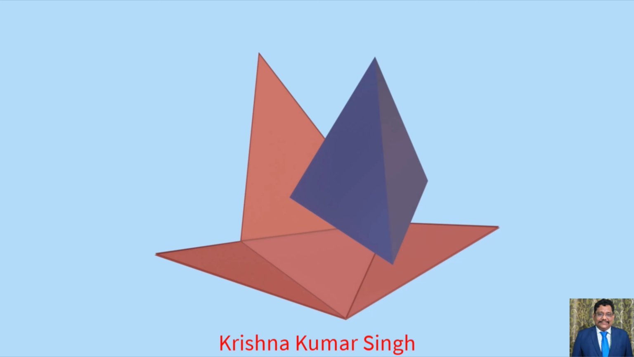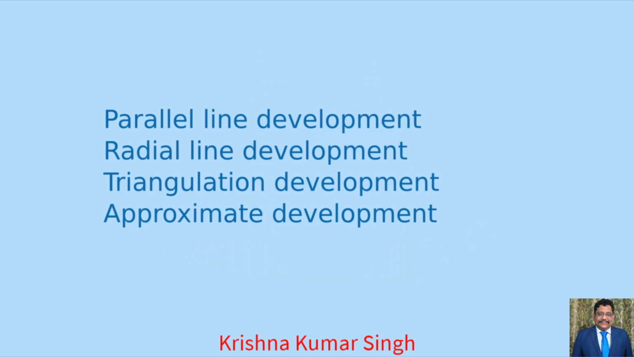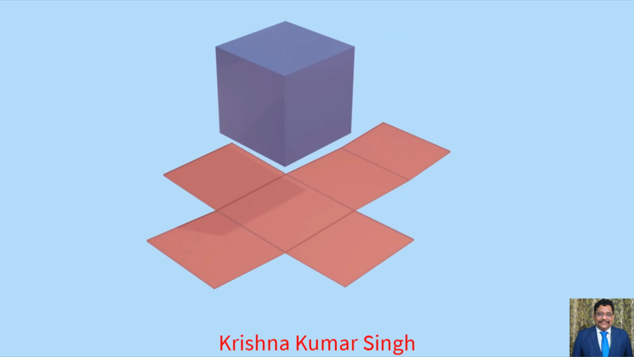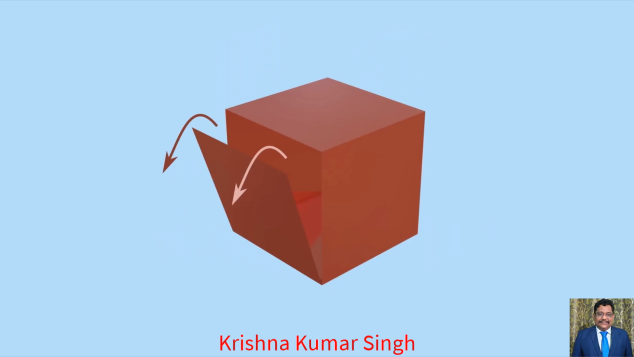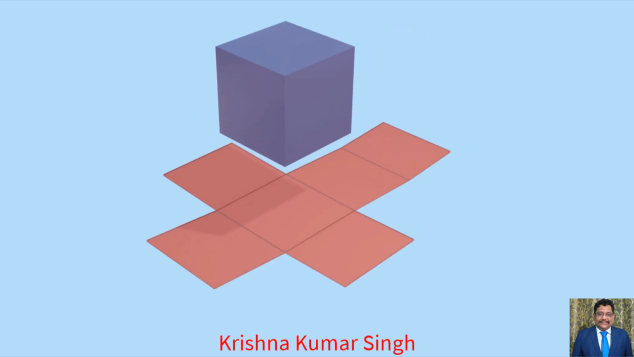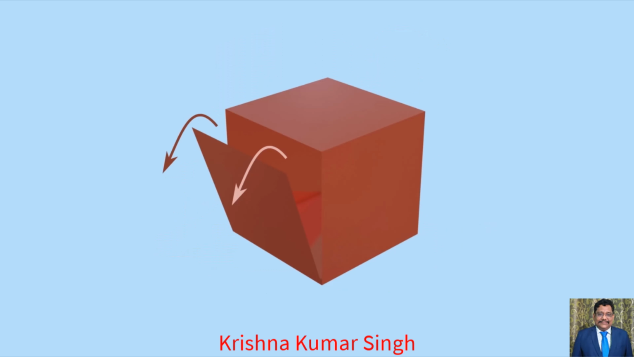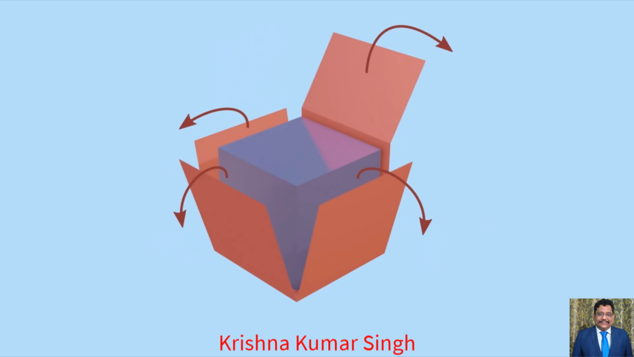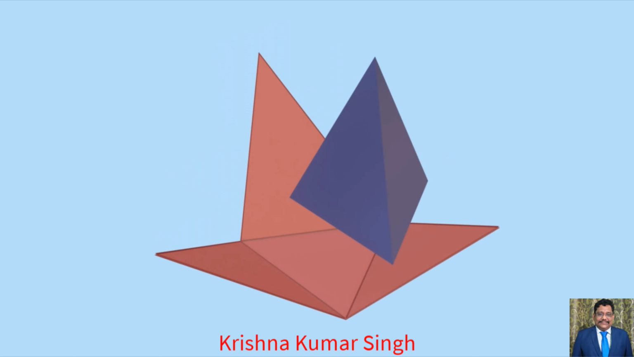Now let us see how the development of the surface can be drawn. For that, there are various methods for development of surfaces: parallel line development, radial line development, triangulation development, and approximate development. So these are the methods of development of surfaces. This video completes the introduction to the development part and various methods of development of surfaces. In our next video, we will discuss in depth about these methods.